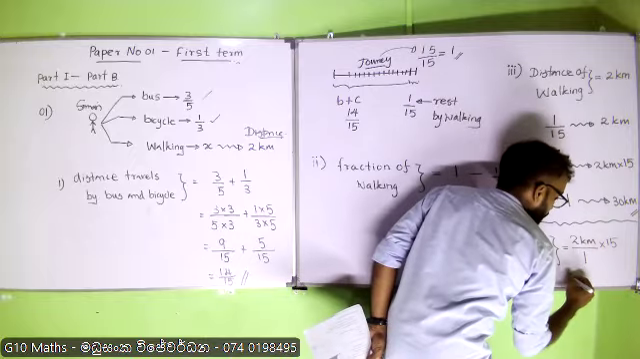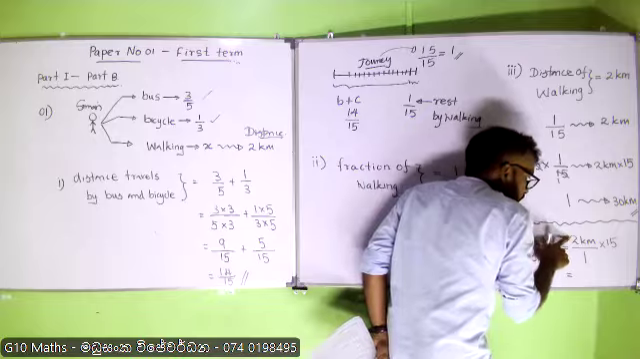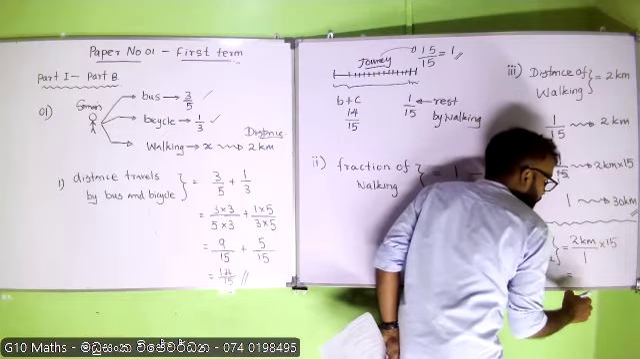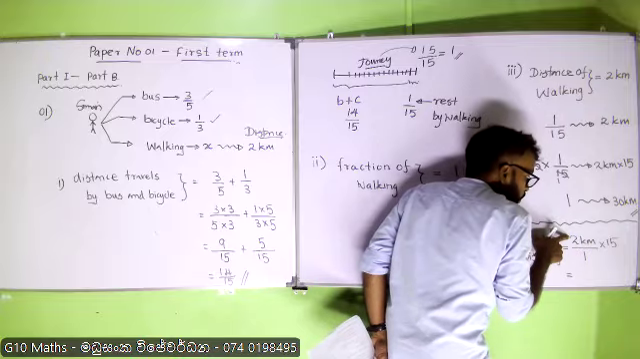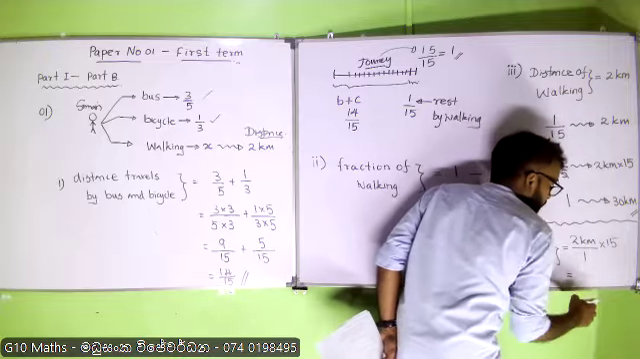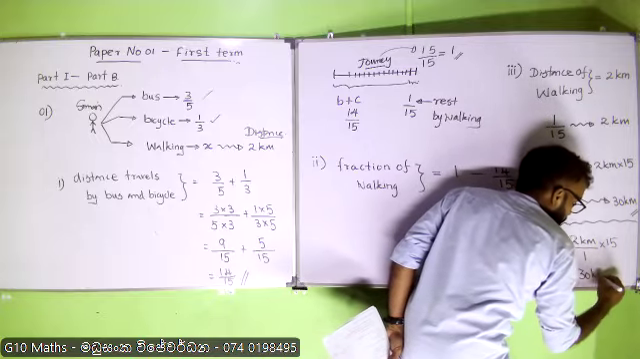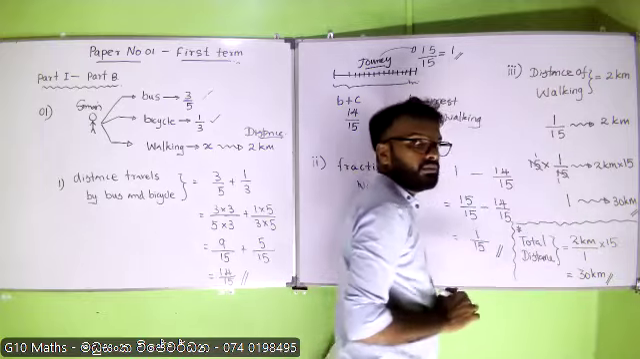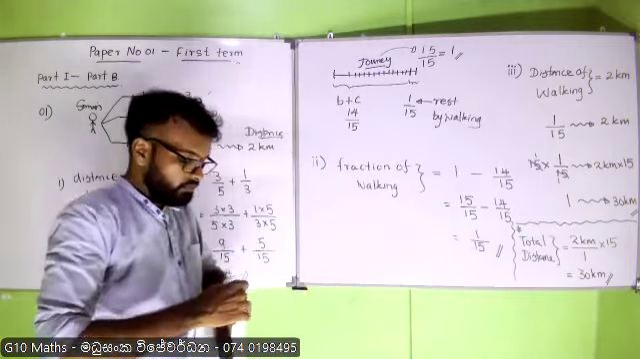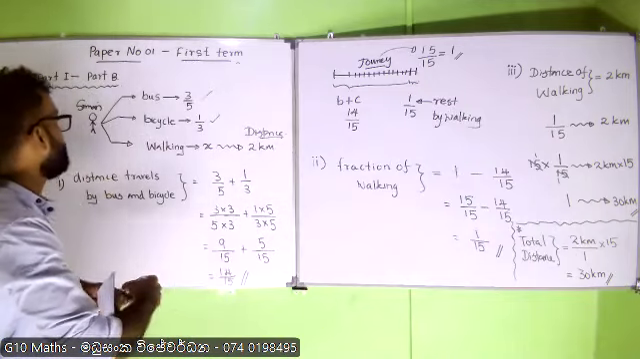Per one part, there are 2 kilometers. How many kilometers are there for 15? Right? Per one part, it refers to 2 kilometers. Then how much for 15? 30 kilometers. So this is the total journey. Either this way or this way you can use. That is the end of the first part.